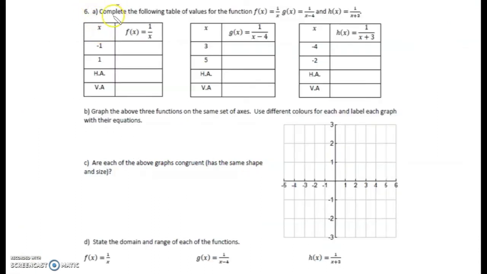Number 6, complete the table of values for our base function 1 over x, and then g at x is 1 over x minus 4, and then 1 over x plus 3. Okay, so we know that the original graph has the points negative 1, negative 1, 1, 1, a horizontal asymptote of y equals 0, and a vertical asymptote of x equals 0.